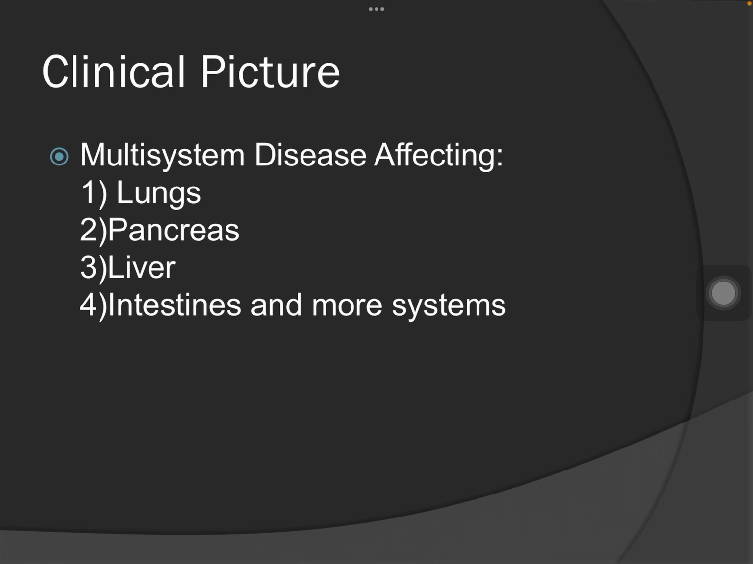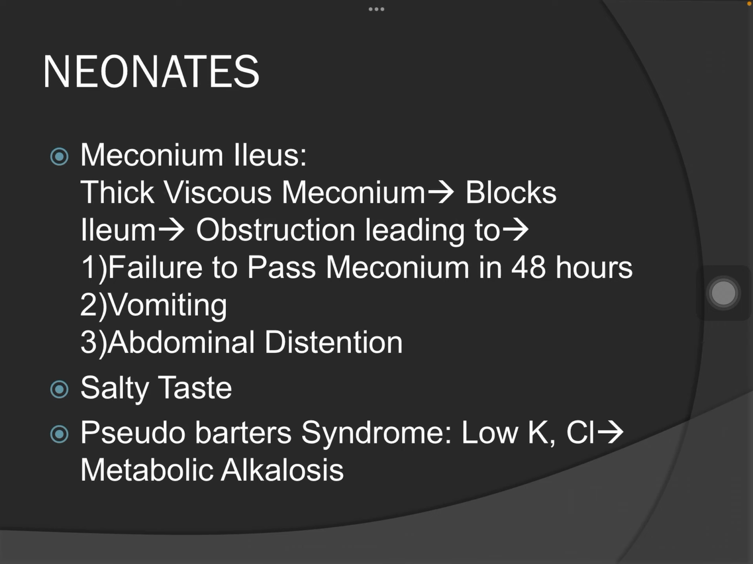Now, the clinical picture of cystic fibrosis: it is a multisystemic disease, so it will affect multiple organs such as the lungs, the pancreas, the liver, and the intestines, and more systems. How do these patients present? In the neonatal period, they will have something called meconium ileus. Because they have thick, viscous meconium, this will lead to blockage of the ileum, and the obstruction will lead to failure to pass meconium in the first 48 hours of life, vomiting, and also abdominal distension.